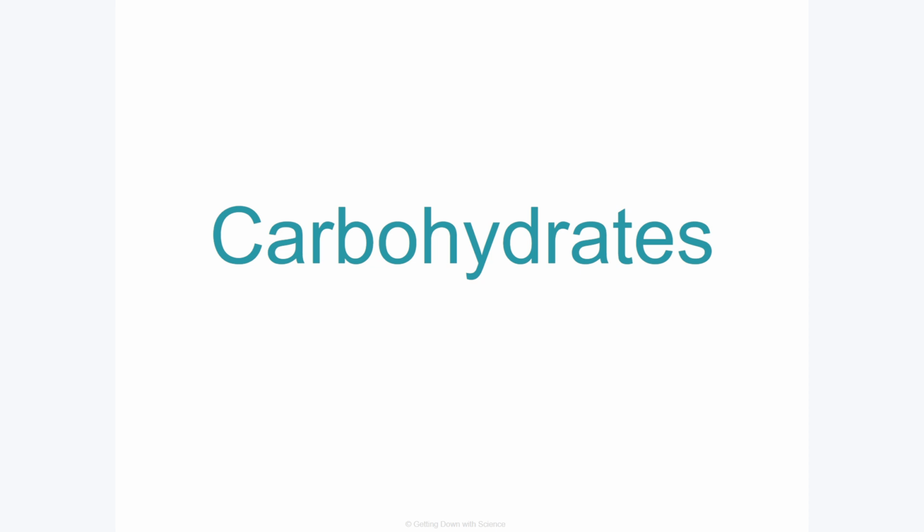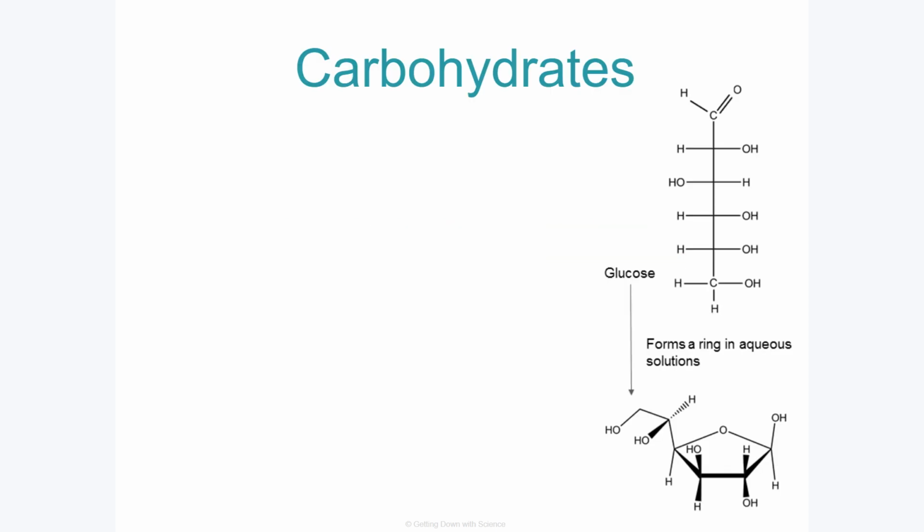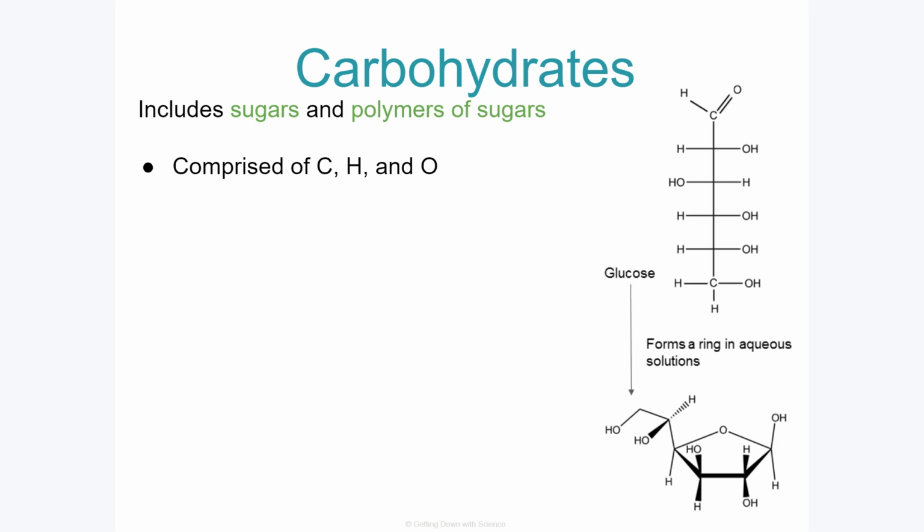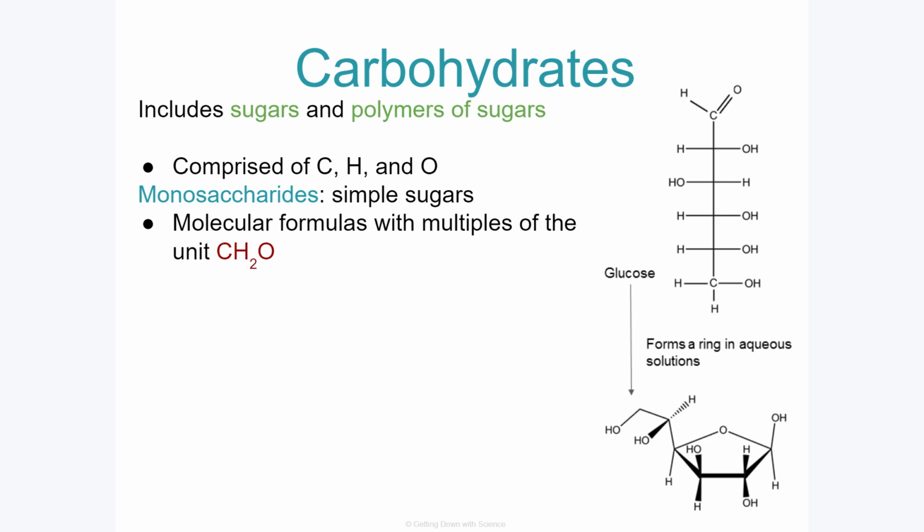So the first biomolecule we're going to talk about is carbohydrate. Carbohydrates include sugars and polymers. These are comprised of carbon, hydrogen, and oxygen in a specific format. So we've got monosaccharides, which are simple sugars. If we break down that word, mono means one, saccharide means sugar, so we have one sugar. The molecular formula is with multiples of carbon, hydrogen, and oxygen. So if I have 2 carbon, I'm going to have 4 hydrogen and 2 oxygen. It is pretty standard.